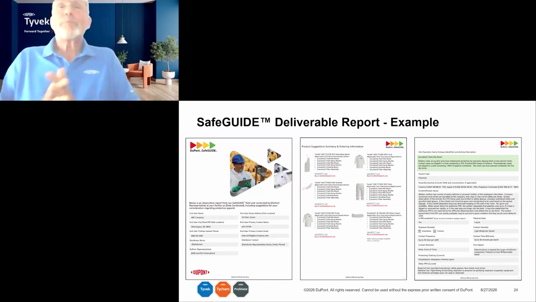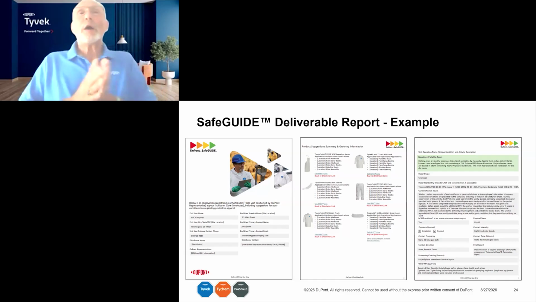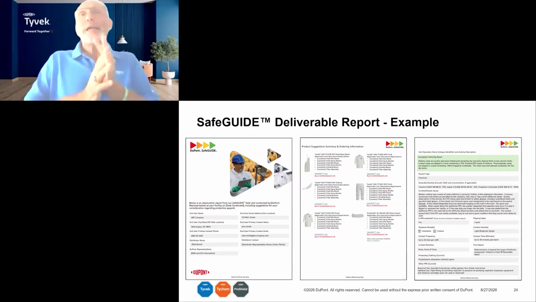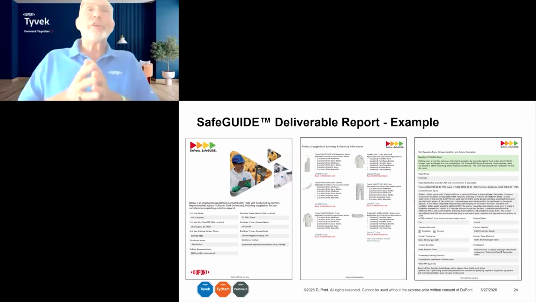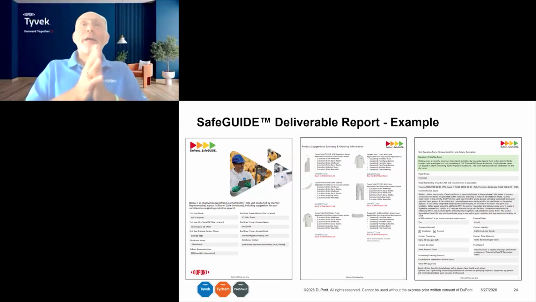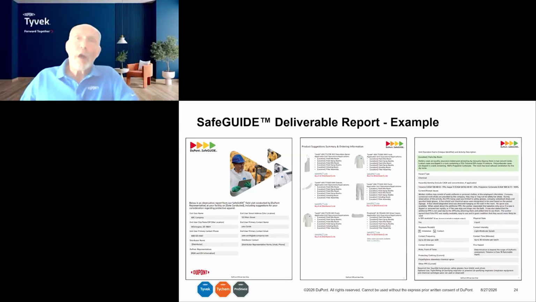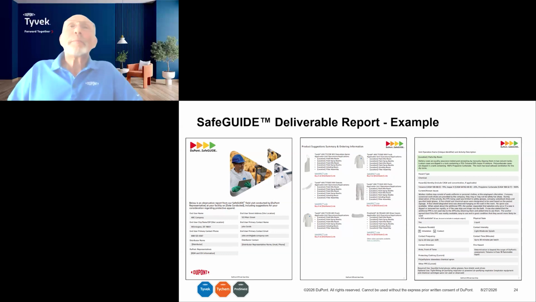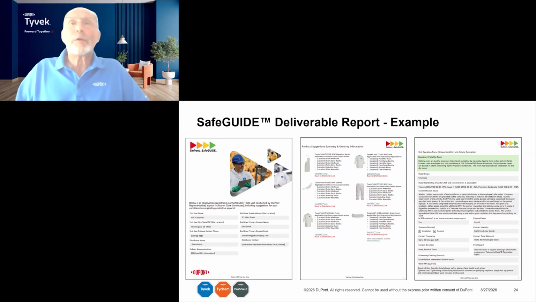I'm going to end my portion of the presentation by reviewing what the deliverable SafeGUIDE report looks like. And by the way, this example will be available to you for future reference. We start with a cover page that will list the customer, the distributor, the DuPont, and all their contact information. This is followed by a second page, a summarization of all the product considerations that were identified by the assessment, along with links for ordering information.